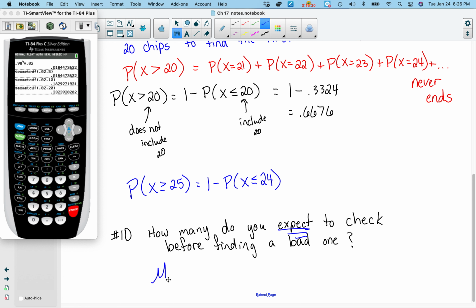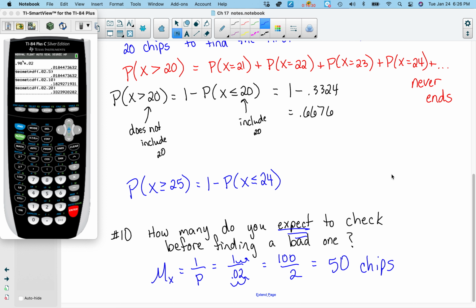So this is actually asking for a mu sub x, which if you look back at the formulas I gave you is 1 over p. So this would be 1 over 0.02. I would just move the decimal point 2 places here. So we get 100 over 2, which is 50 chips. So on average, we would expect to check 50 chips before we found our first bad one.